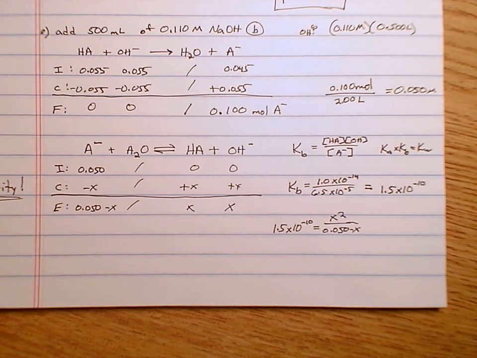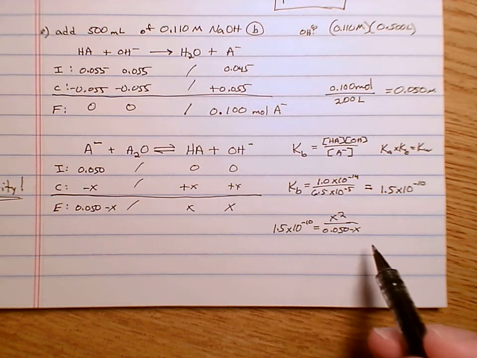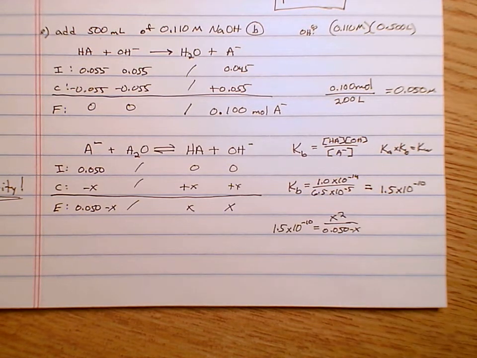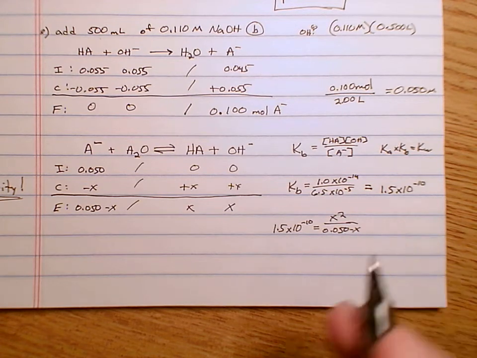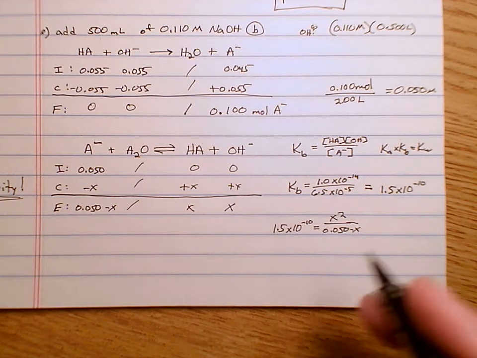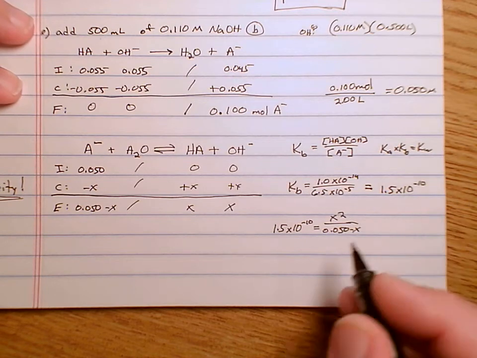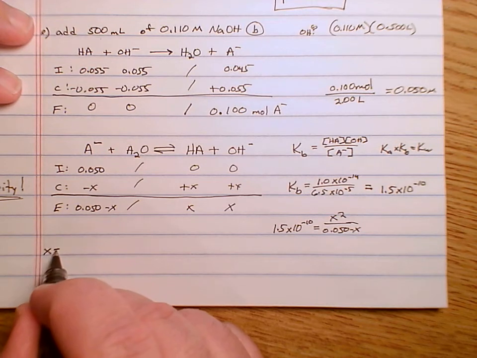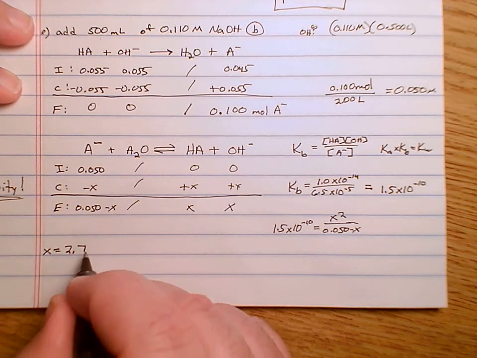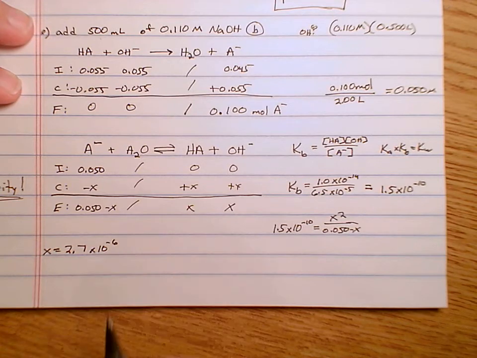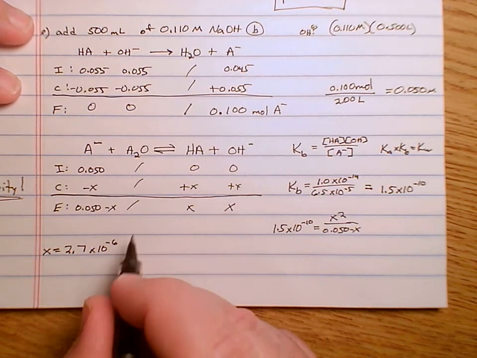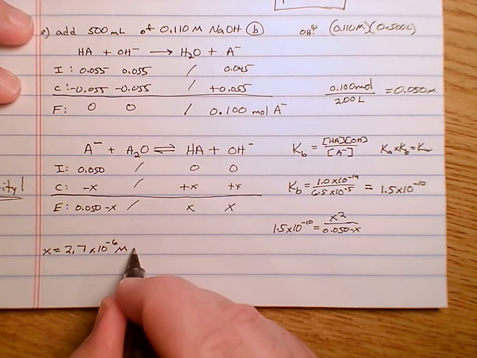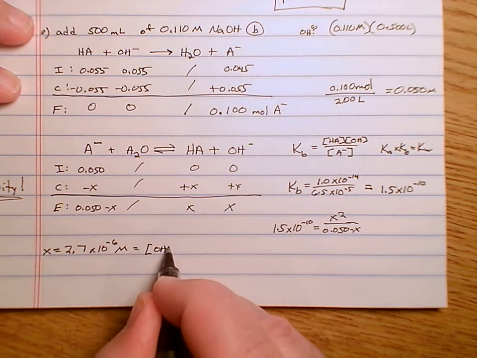Can we take the shortcut? Yes, we can. So we can ignore that minus x, which means 1.5 times 10 to the negative 10th times 0.050, and square root that. I'm going to bring it all over here. X equals 2.7 times 10 to the minus 6. Now, X is our concentration of hydroxide. Let's put molarity on there. That's our concentration of hydroxide.